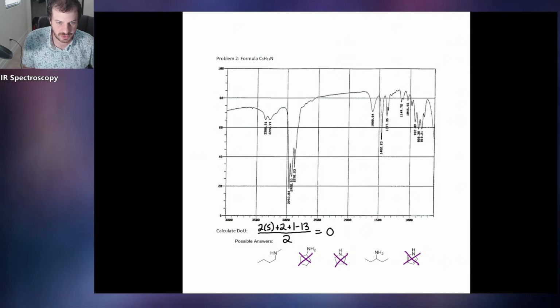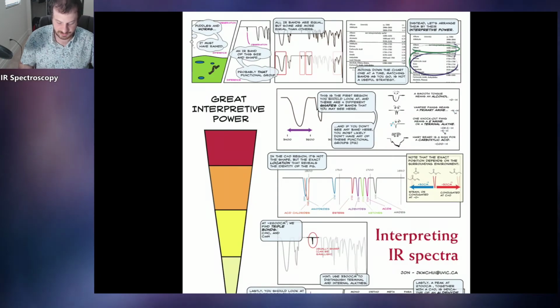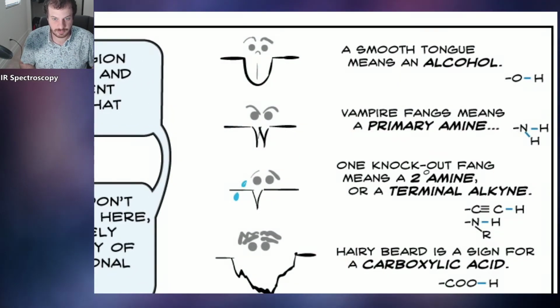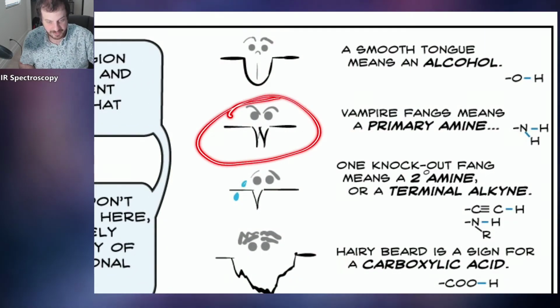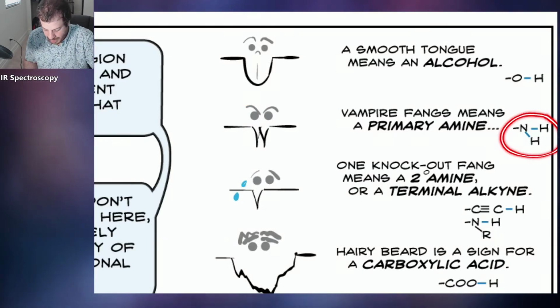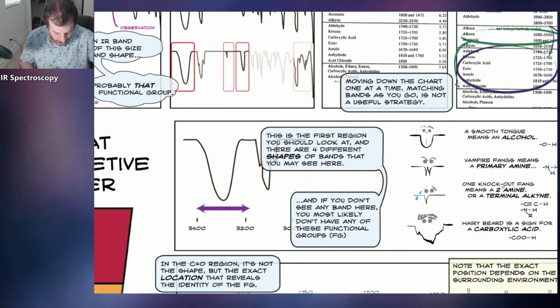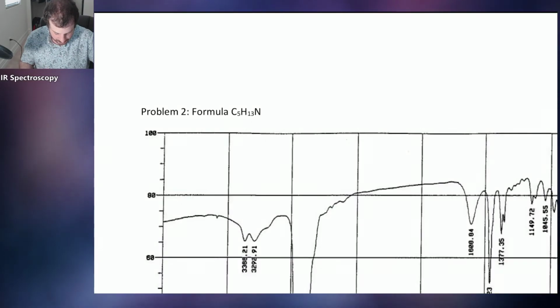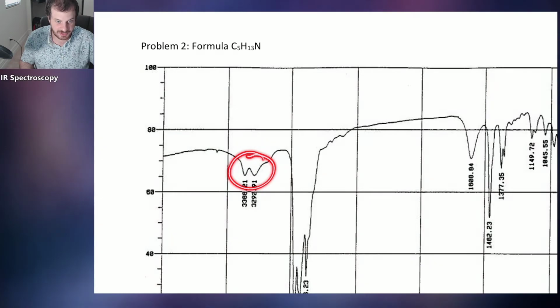Now, one thing to do, where's the first place we look? We look at this region here. What do we see? Do we see a tongue? Do we see a beard? Do we see vampire fangs? We see vampire fangs. We see the double little fangy thingies. That tells us we have a primary amine, which means a nitrogen with 2 hydrogens attached. There's the vampire fangs right there.